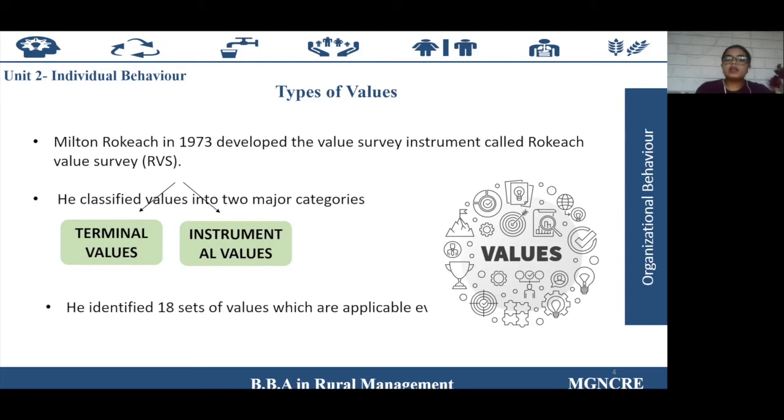Terminal values are the end states of values which we decide to reach. For example, happiness, success, equality, etc. And these are terminal values. And what are instrumental values? Instrumental values are the things that we go through, or the means which we go through to achieve these terminal values, which might be ambition, honesty, etc.